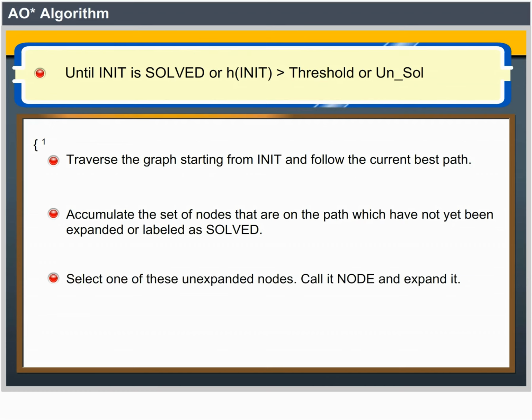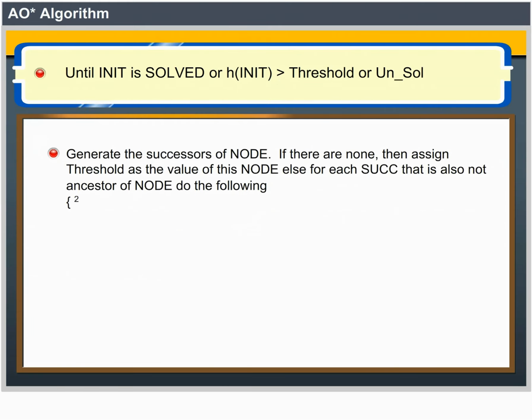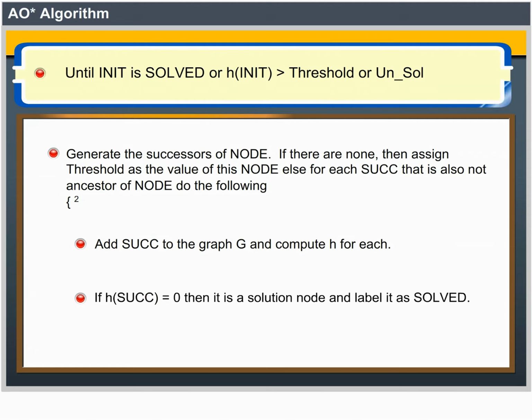Select one of these unexpanded nodes. Call it node and expand it. Generate the successors of node. If there are none, then assign threshold as the value of this node; else for each successor that is not an ancestor of node, do the following. Add successor to the graph G and compute h for each. If h of successor is equal to 0, then it is a solution node and label it as solved.